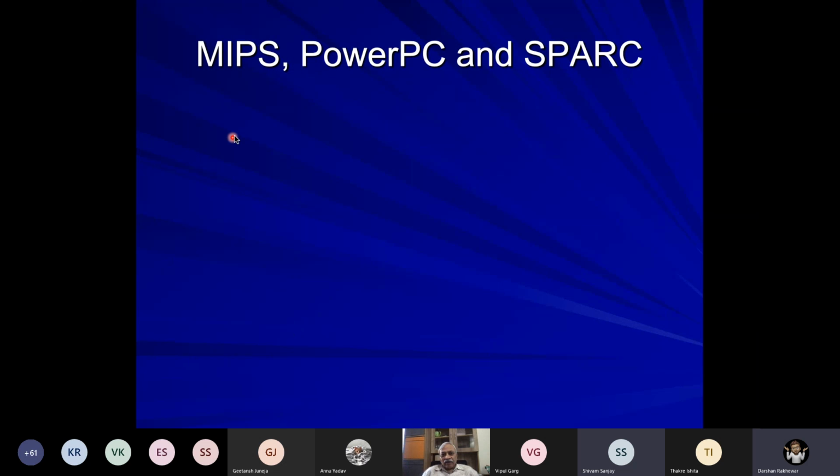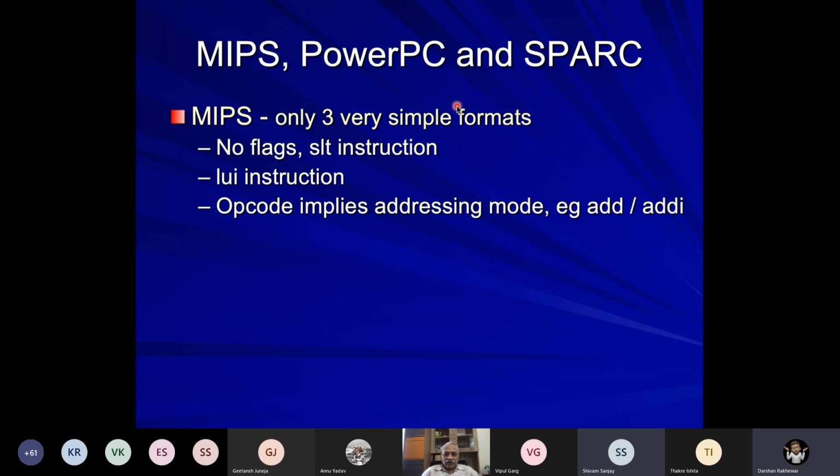And among these RISC architectures, we find a lot of similarity. So MIPS is a classical design of extreme simplicity. Only 3 very simple formats. Okay, we will see a little bit further. So just 3 types of instruction. There are no flags. Okay, there is comparison is done by an instruction called SLT, set if less than.